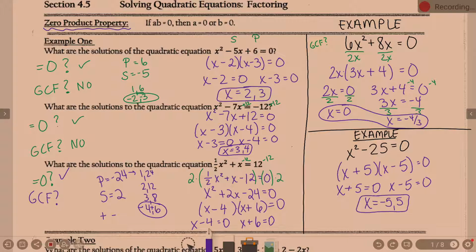So, if it's x minus 4, you add 4 and x equals 4. If it's x plus 6, subtract 6, x equals -6. Solutions are 4, comma, -6.